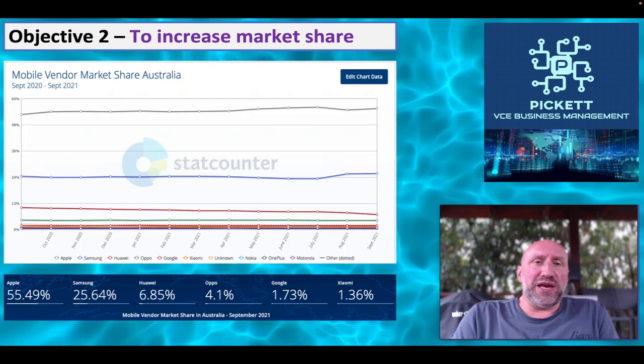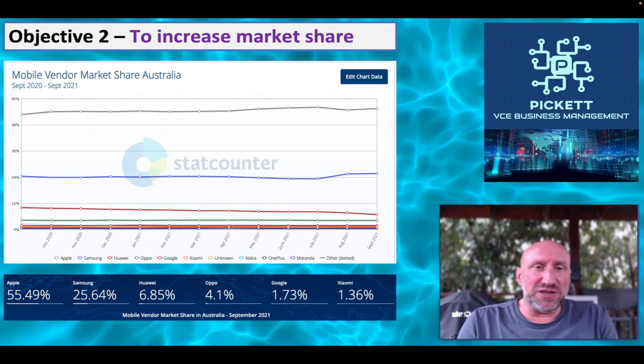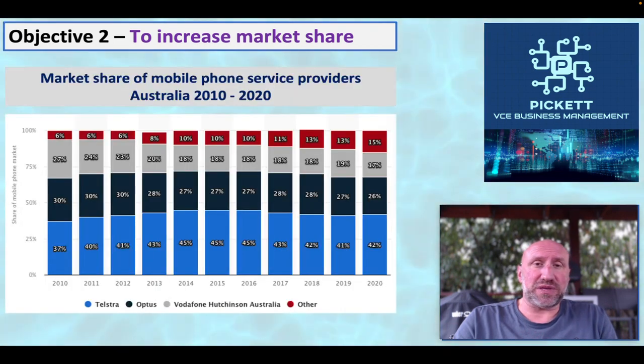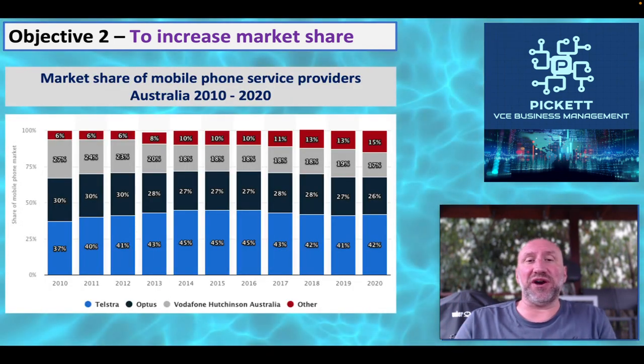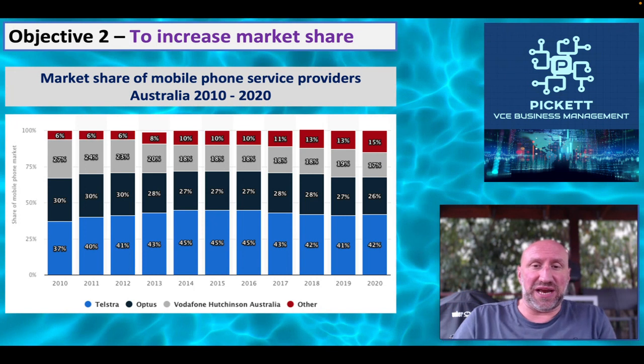Now we're looking at mobile vendor market shares, Apple, Samsung, Huawei, Oppo, etc. So this is mobile phones, like the actual devices. You can see Apple sitting up the top there, Samsung second, and so on and so forth. And again, this is showing over a period of a year, 2020 into 2021. This is now mobile service providers. So Telstra, you can see, has the greatest market share.